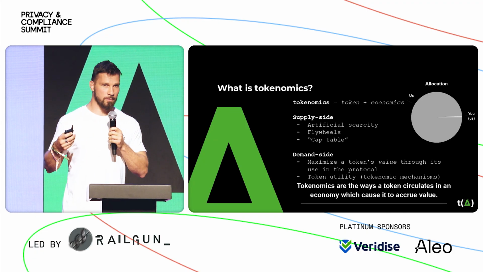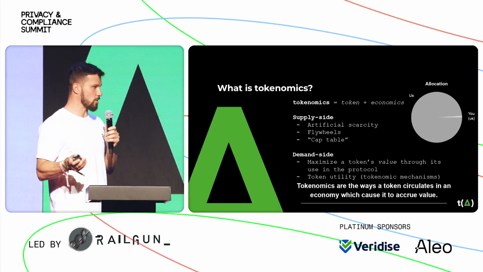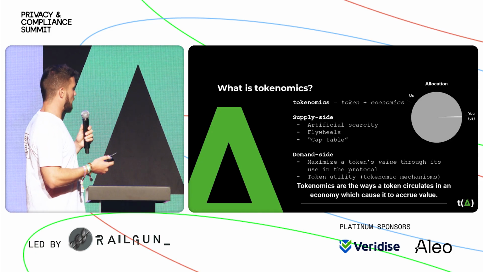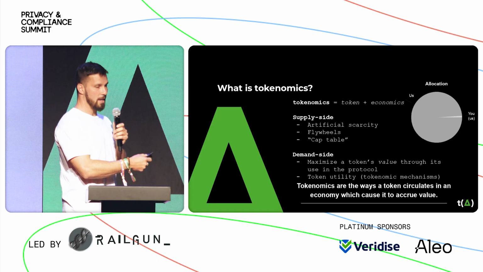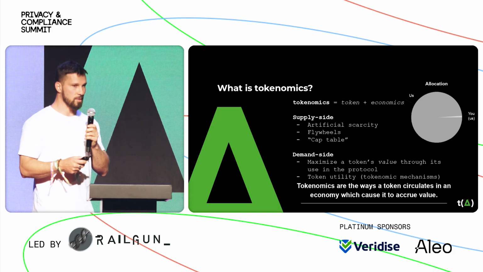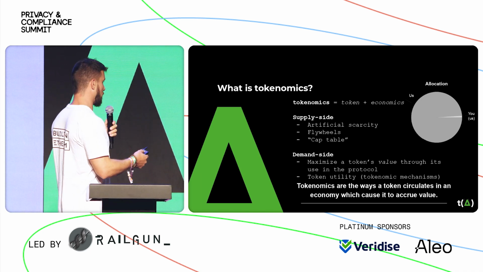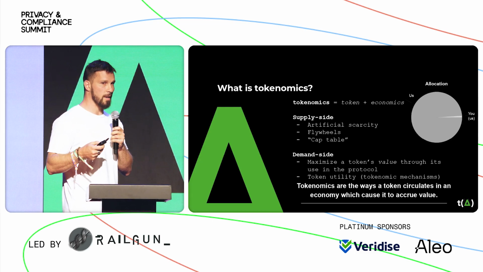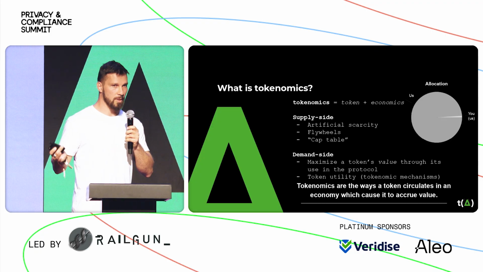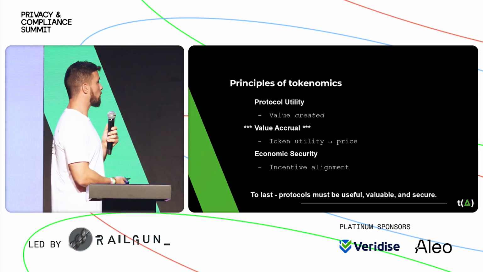It's mostly concerned with artificial scarcity to increase the token price. And historically, this has been the focus of a lot of projects who are trying to pump and dump their token to inflate the valuation. And you can contrast that with the demand side of tokenomics. So I created this term in 2021 called demand side tokenomics. This is maximizing a token's value through its use in the protocol or by giving it some kind of utility. And I'll speak about the different types of utility there are today. But generally, tokenomics is the study of how a token behaves and accrues value and the ways that a token circulates in an economy that cause it to accrue value.